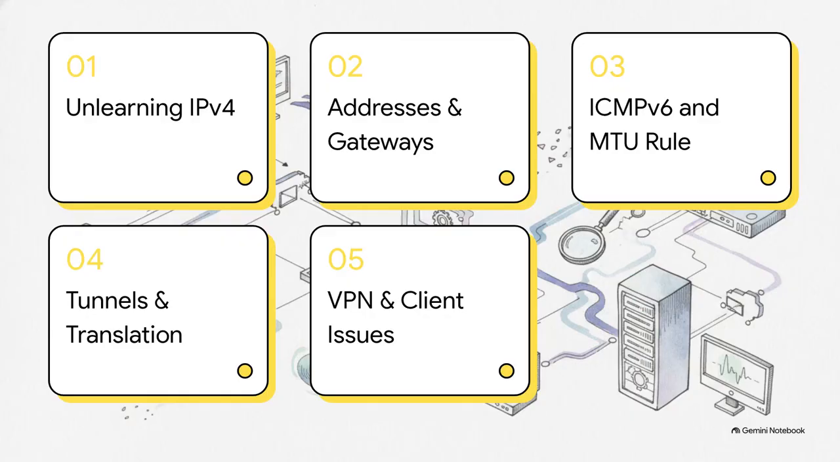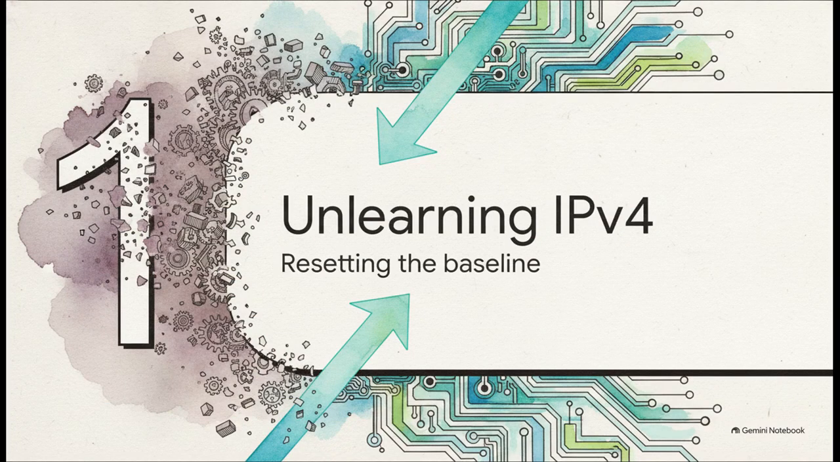We are going to work through a bottom-up diagnostic roadmap today. We'll be covering unlearning IPv4 muscle memory, addresses, neighbors and gateways, the ICMPv6 and MTU rule, tunnels and translation mechanisms, and finally, diagnosing VPN and client issues. Section 1. Unlearning IPv4 muscle memory.